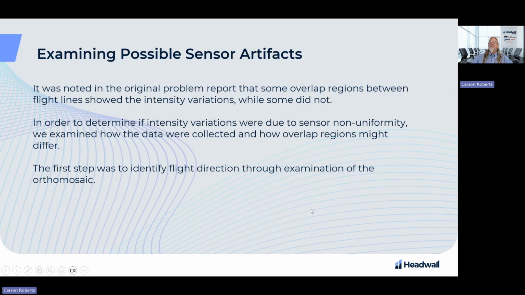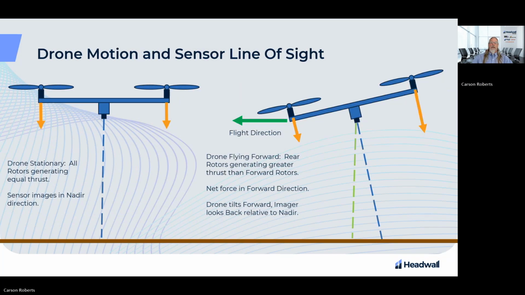The first step is to be able to visually identify whether I was flying north-south or south-north. I do this by taking a look at how the sensor works, and this is true pretty much for all of our systems. If you think about a quadcopter, it's going to be true for an octocopter or a hex as well. If all the rotors are giving the same thrust, the aircraft will sit completely still and a sensor mounted to it will look straight down.